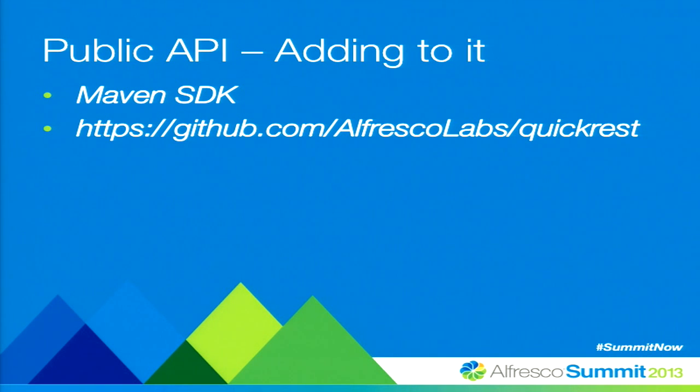So we'll take another look at another demo here. We're going to be using a demonstration project that Gethin put together called QuickRest that uses, again, the Alfresco Maven SDK to add different endpoints to the public API. And one thing to note here is that Gethin had some trouble trying to figure out exactly what you would add to this API in a demo.